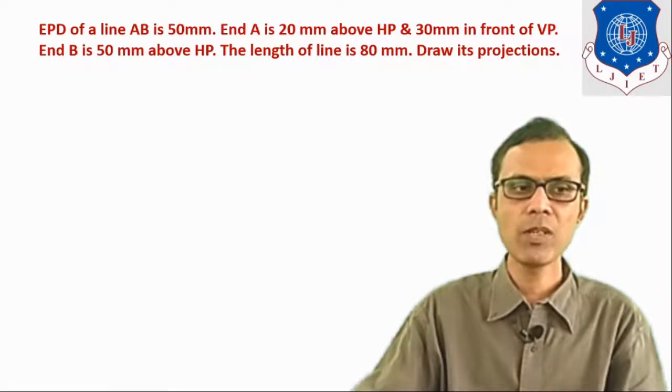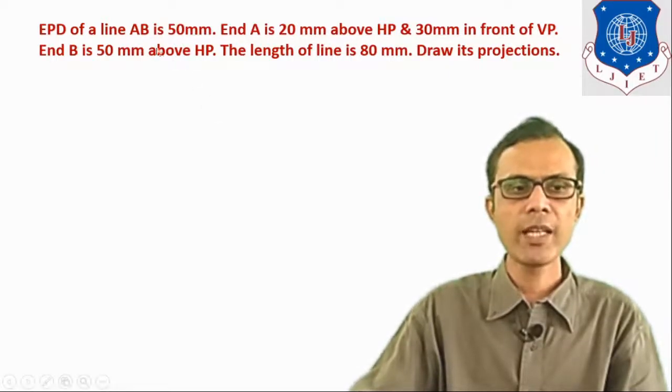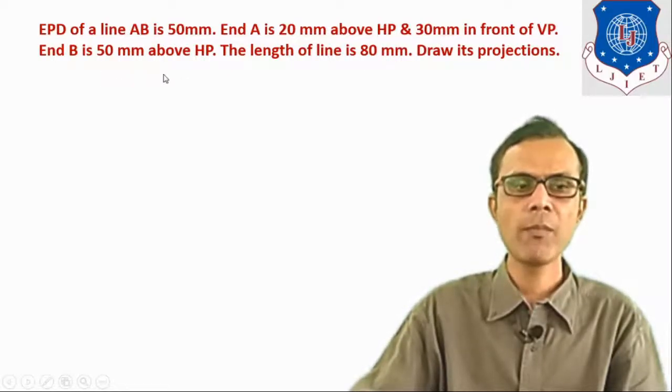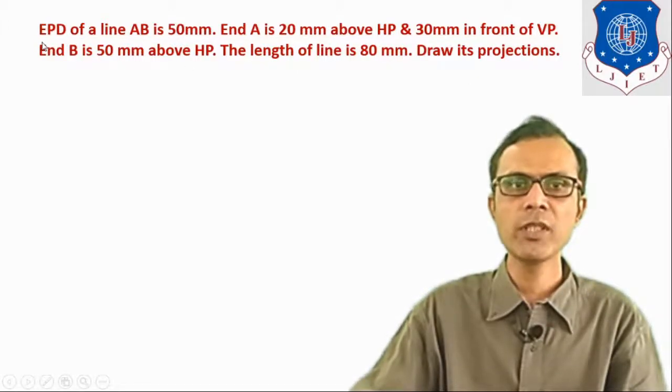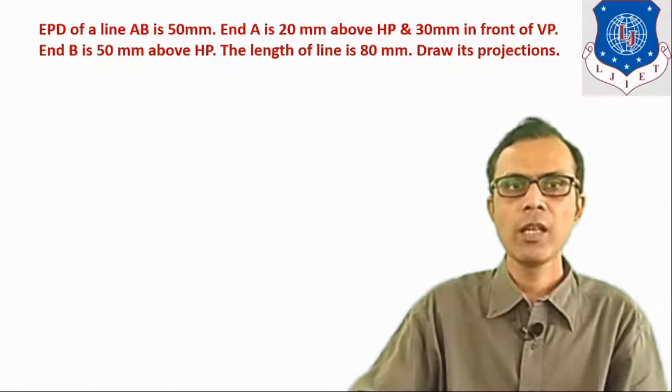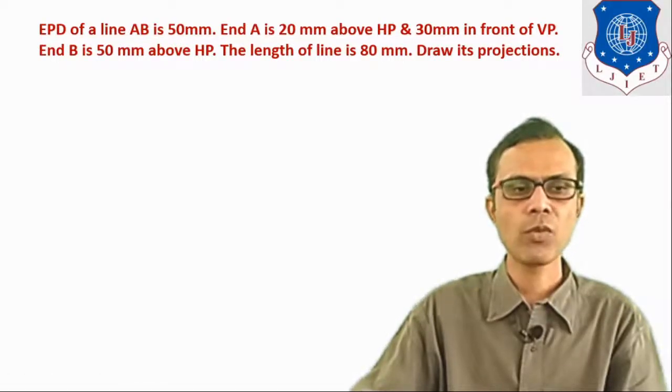Next example: EPD of line AB is 50 mm, and A is 20 mm above HP and 30 mm in front of VP. Another end B is 50 mm above HP and the length of the line is 80 mm. Draw its projections. So here the main data is EPD, and we know that EPD means end projector distance. So the end projector distance is given as 50 mm.